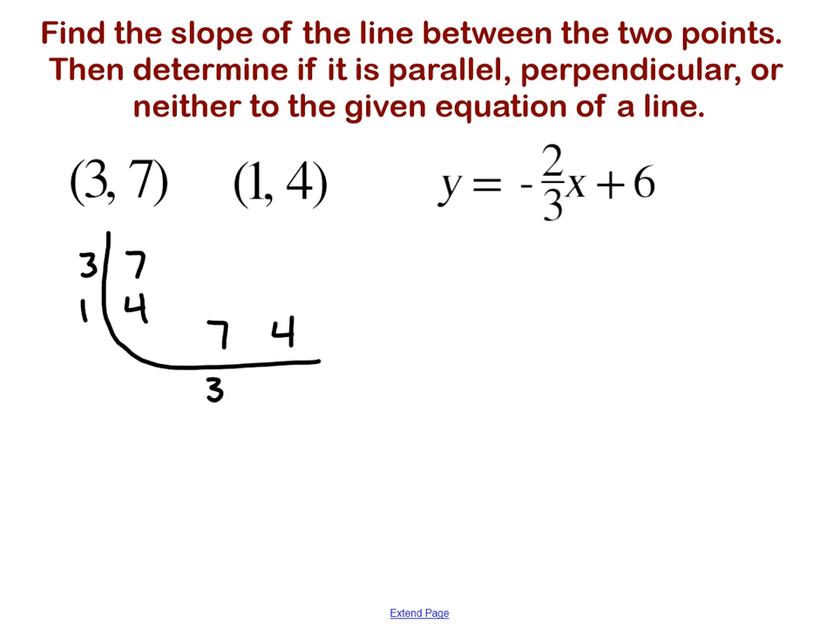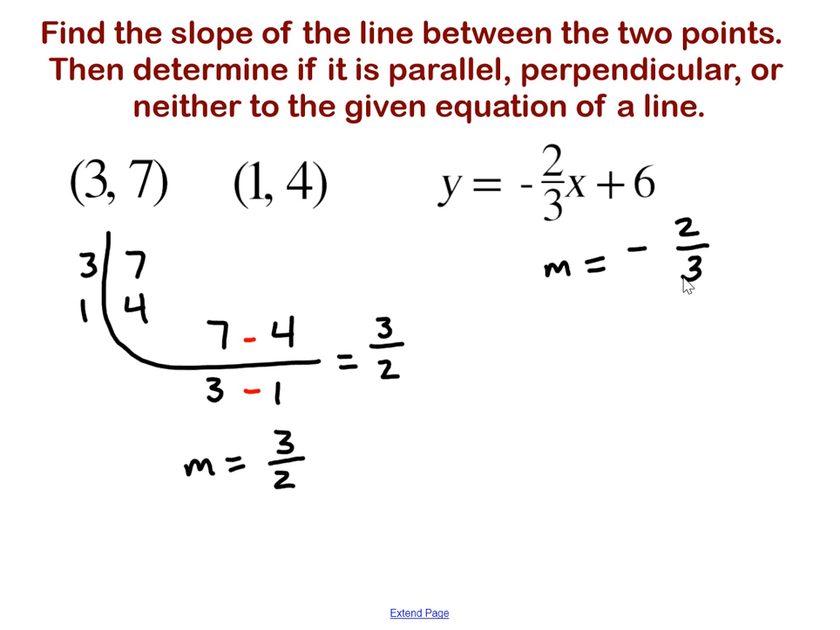Don't forget to put your minus sign. 7 minus 4 is 3. 3 minus 1 is 2. So my slope there is 3 over 2. My slope on my equation is -2 over 3. So they are not the same slope, so for sure it's not parallel.